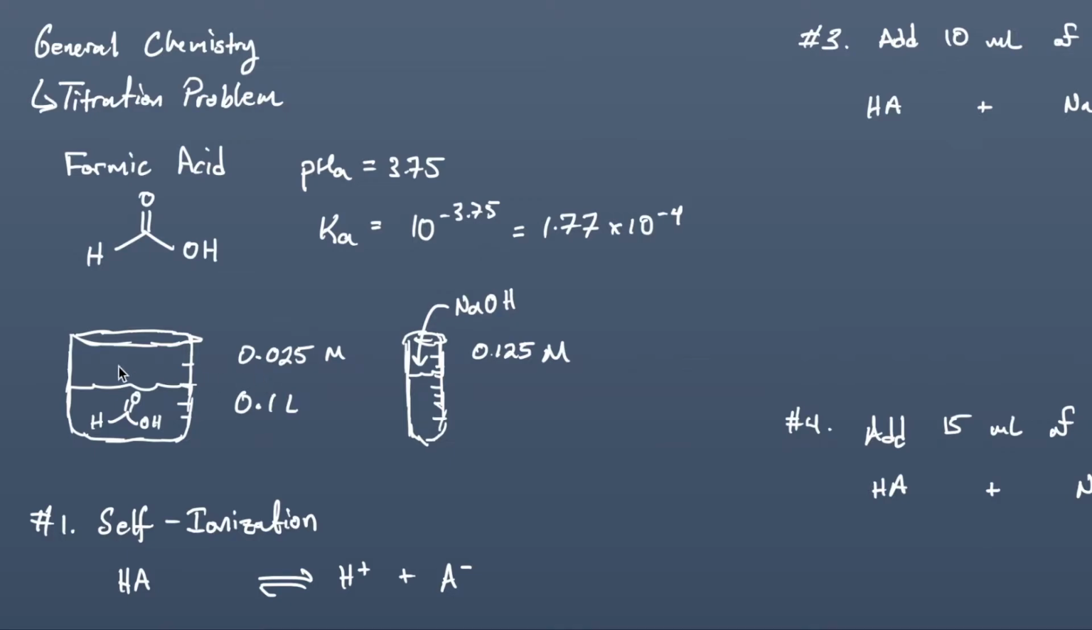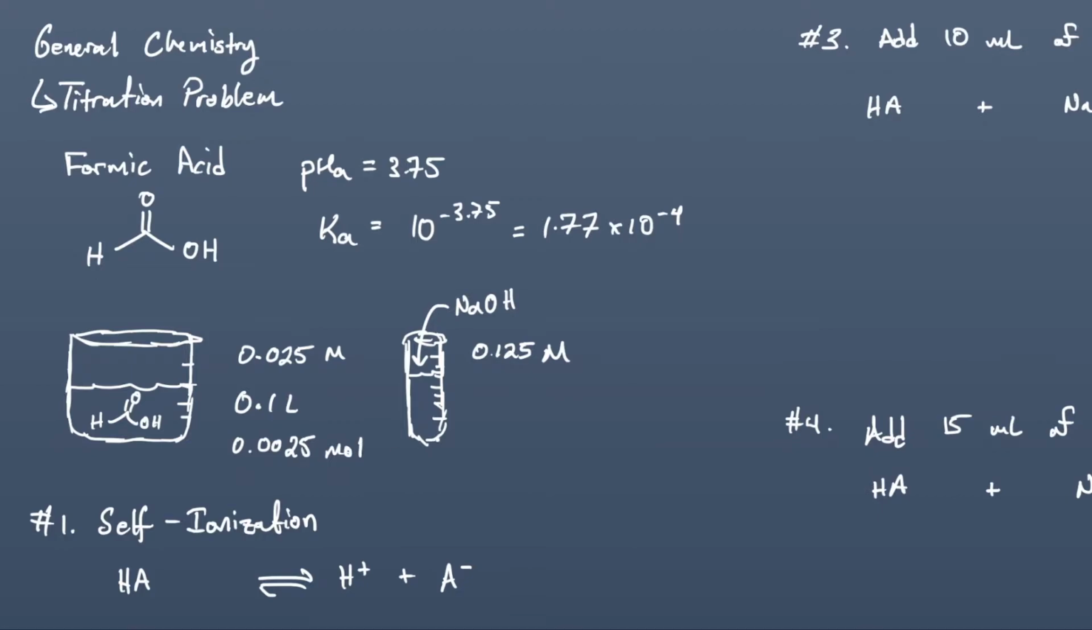All right, so here's my situation. I prepared in the lab 0.025 molar formic acid, and I have 0.1 liters of it, okay? So we can calculate the number of moles automatically, and this will be helpful for us. The number of moles is just this times this, so the number of moles is going to be 0.0025 moles.